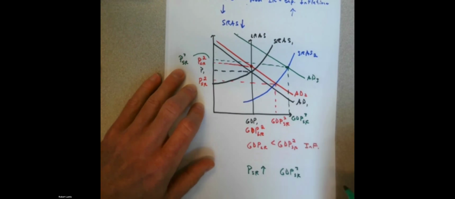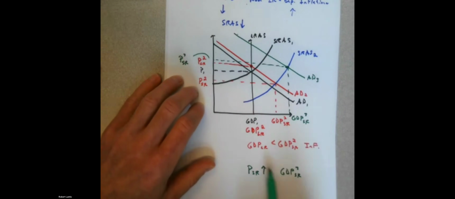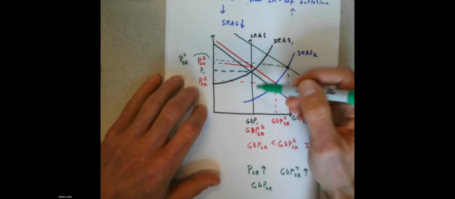So notice here, it doesn't matter the size of the aggregate demand shift relative to the short run aggregate supply shift. I always know that real short run GDP is going to go up. So I always know that relative to my long run GDP, which doesn't change because none of the factors of pull have changed, that's always going to be less than my short run GDP, in which case I'm always going to have this inflationary gap.